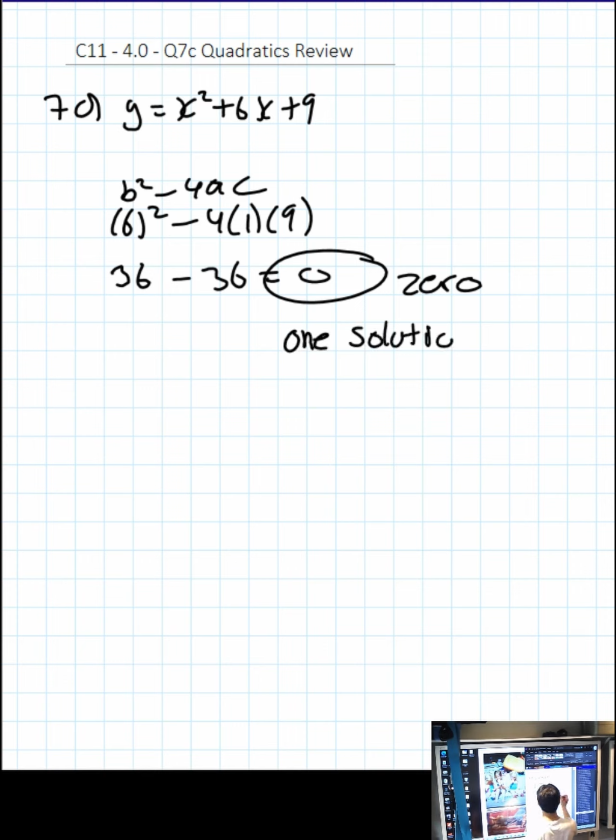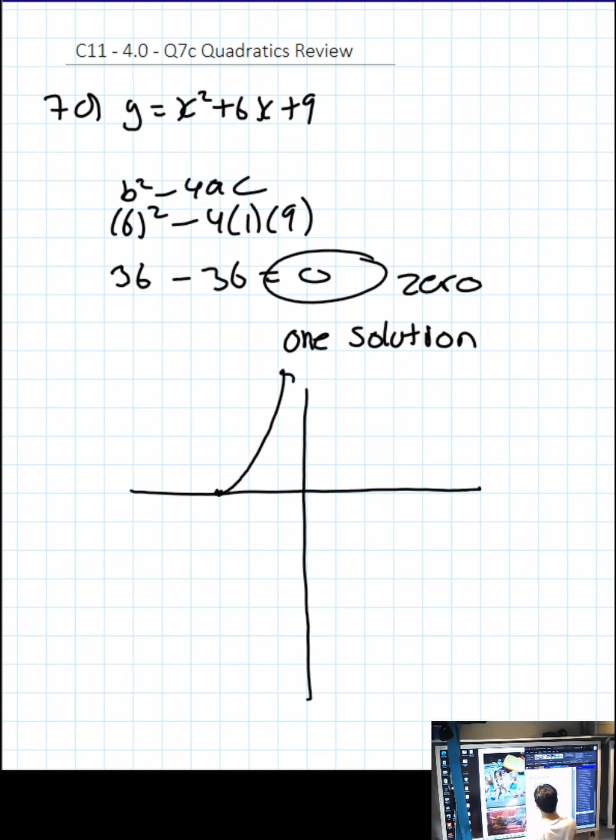If it's equal to 0, we have one solution. If the discriminant, the thing underneath the square root in the quadratic formula, is 0, if we add and subtract 0, we get the same answer. So let's put this in our graphing calculator and sketch a graph. Notice we have an x-intercept at negative 3, and it's a parabola opening upwards. Notice we only have one solution if the discriminant is 0.